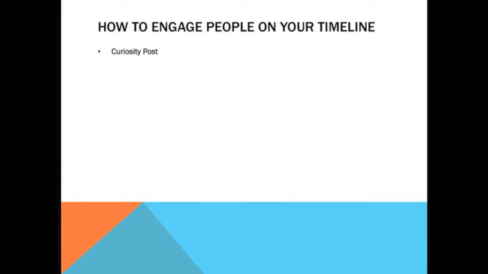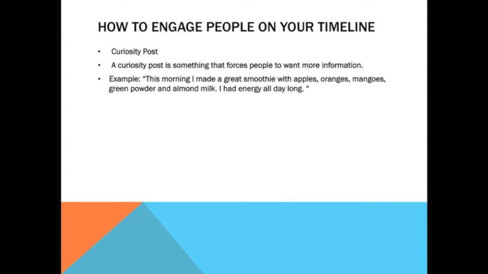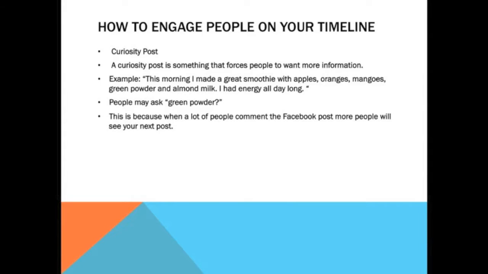Okay, so how to engage with people on your timeline? You're gonna do a curiosity post. A curiosity post is gonna force people to want more information. So that could be, hey, this morning I had a great smoothie with apples, oranges, green powder, almond milk. I had energy all day. Oh, and then people are going to ask, what is that green powder, right? And then at that point, it kind of gives you a way where you could then talk about the benefits of that green powder that might be affiliated with your company, okay? That's the way you want to get people to engage with you, so it doesn't seem like you're selling something. People were curious, so you answered their question.